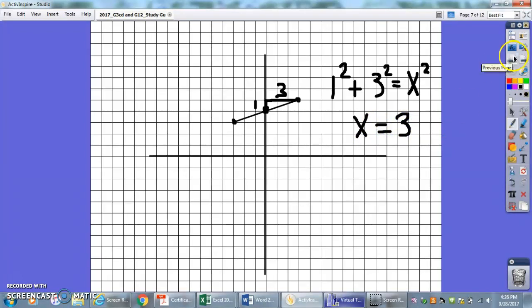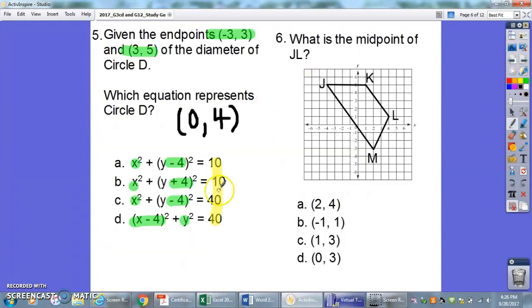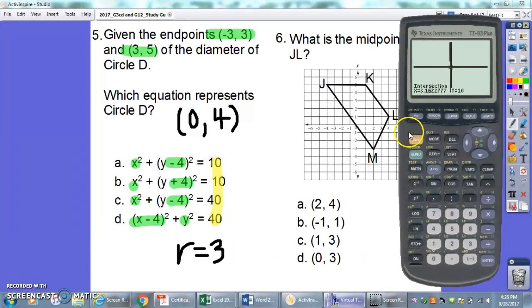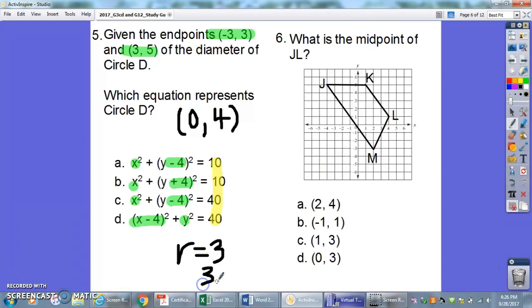So if x is 3, let's go back to our question. That means our radius is 3. Now, 3 squared is 9. And since we had a decimal, y'all, remember, it's an estimation. So 3 squared does equal 9, but let's go back to 3.16. Let me write that down, because 3.16 squared.